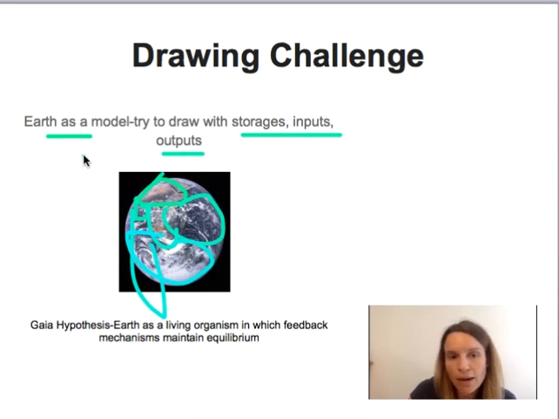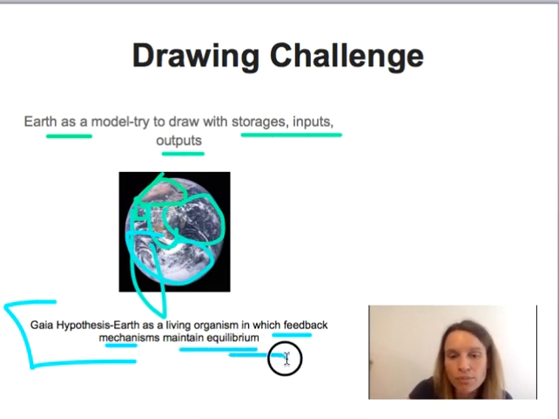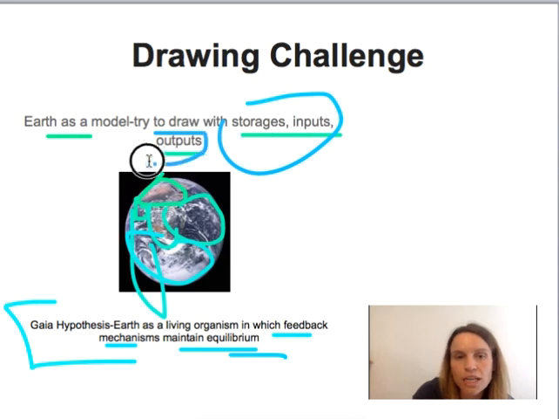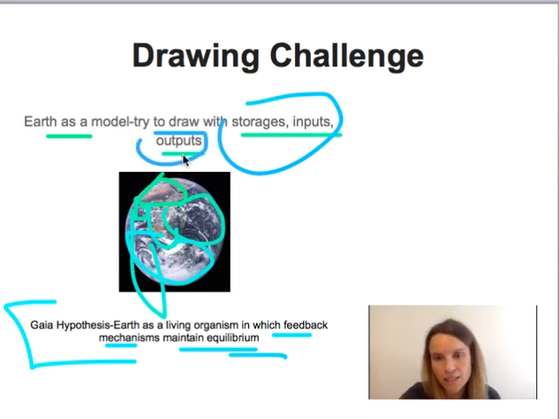In thinking about Earth as a model, it's important to again come back to this idea of the Gaia hypothesis, the idea that Earth is a living organism in which feedback mechanisms, and we'll get into feedback mechanisms a little bit more in the next class, maintain equilibrium, maintain balance in the system. So all of these different storages and inputs and outputs are connected to maintain an overall balance in the system.